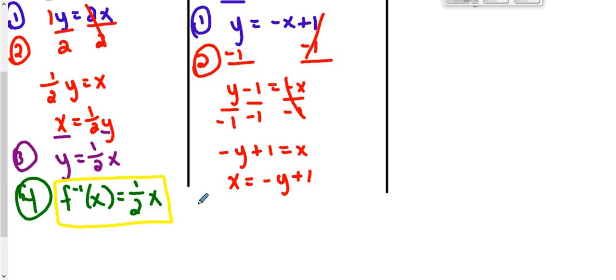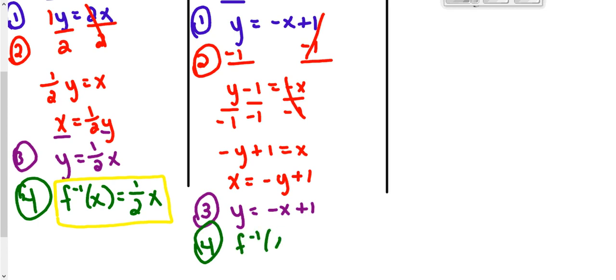Step 3. Switch the x and the y. So we have y equals negative x plus 1. And step 4, f inverse of x equals negative x plus 1. And we have found our inverse function. Now, on those that you do have to graph, all you're going to do is you're going to put the original that it gives you in the problem in the calculator, and then what you find right here, you put it in the calculator as well, and it will graph both of them. We'll look at that here in just a second.